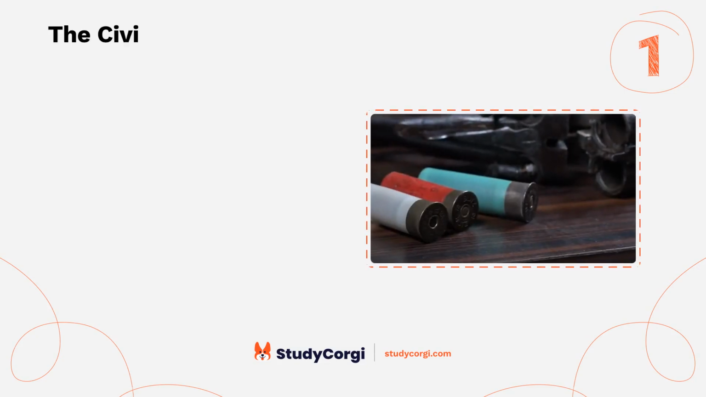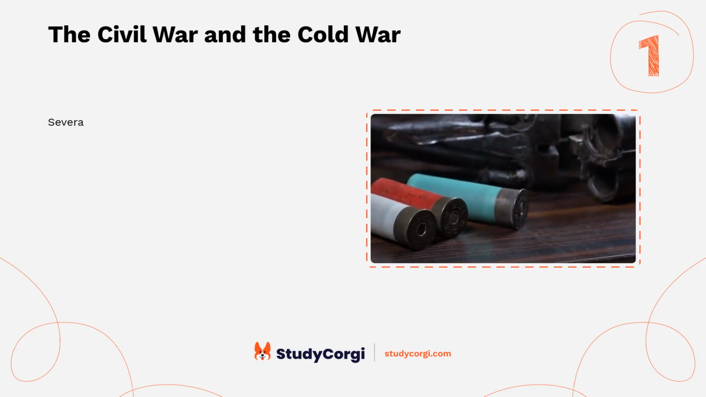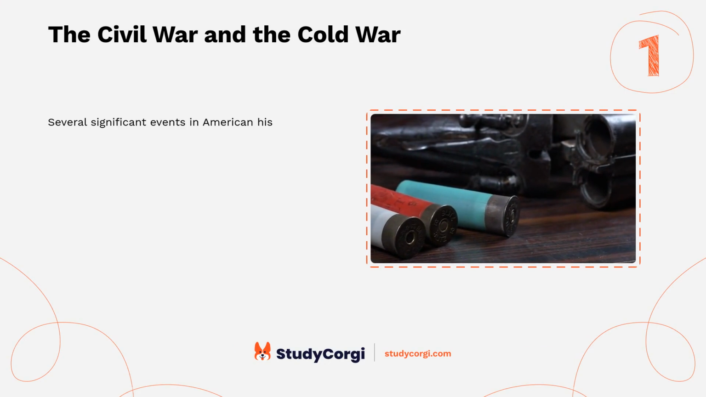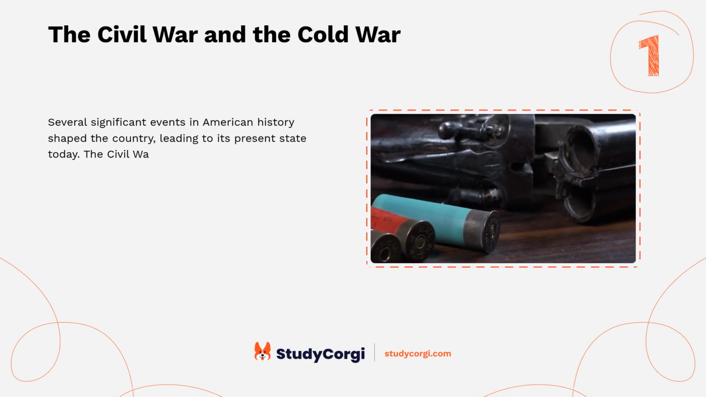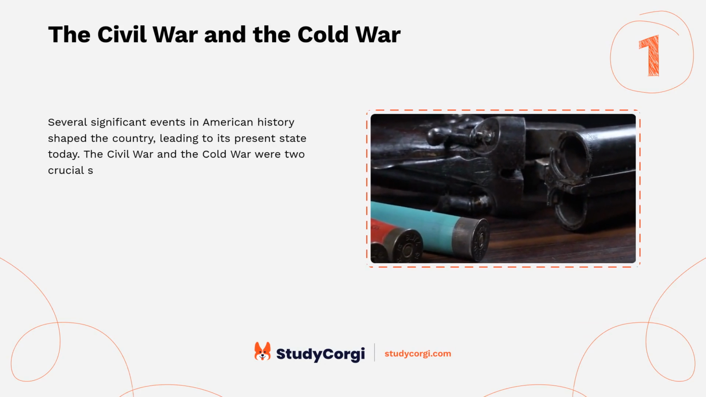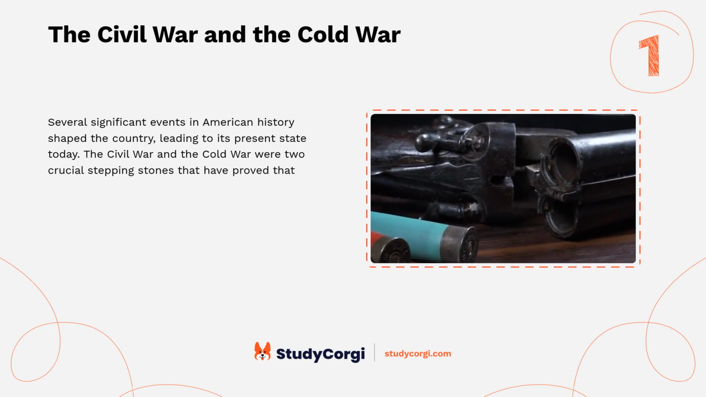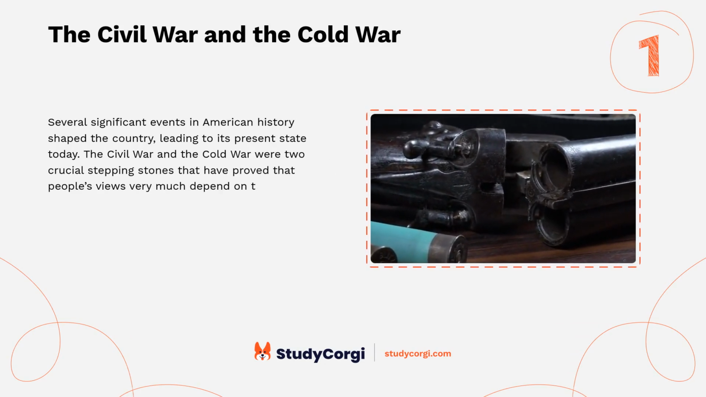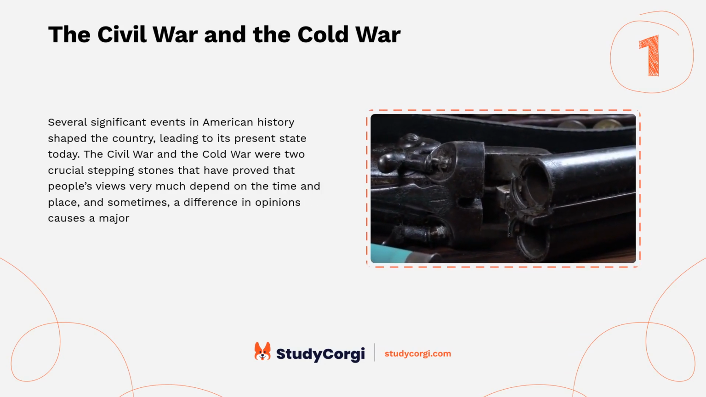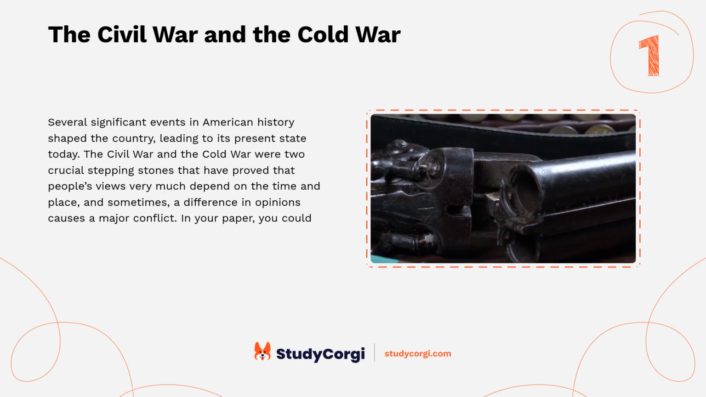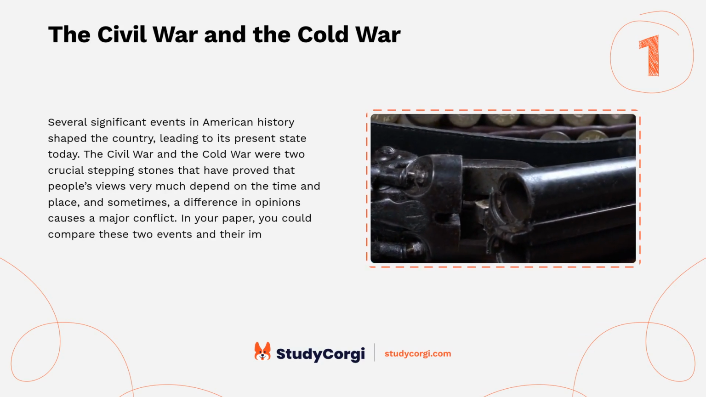The Civil War and the Cold War. Several significant events in American history shaped the country, leading to its present state today. The Civil War and the Cold War were two crucial stepping stones that have proved that people's views very much depend on the time and place, and sometimes, a difference in opinions causes a major conflict. In your paper, you could compare these two events and their impacts on American society.